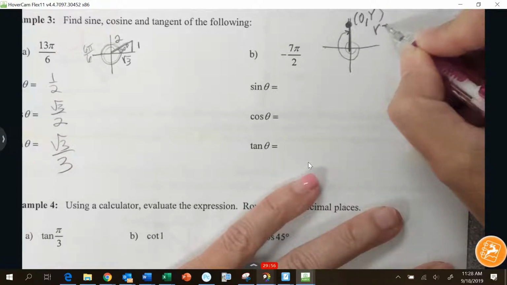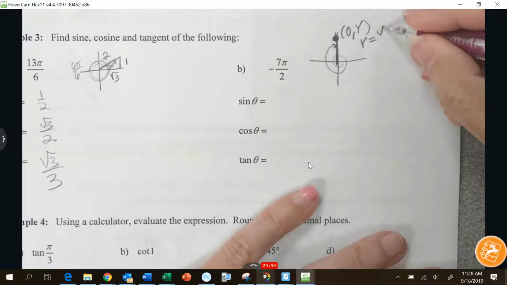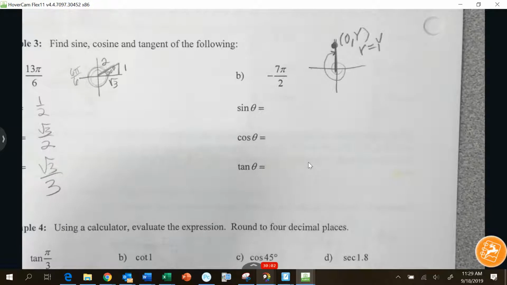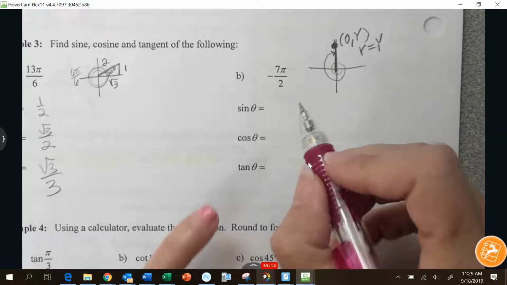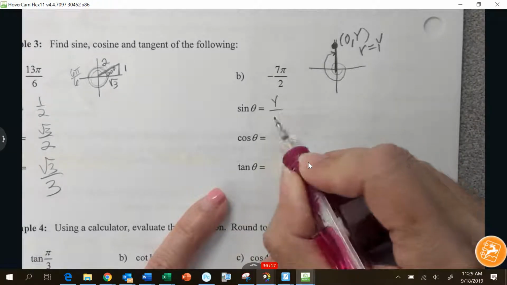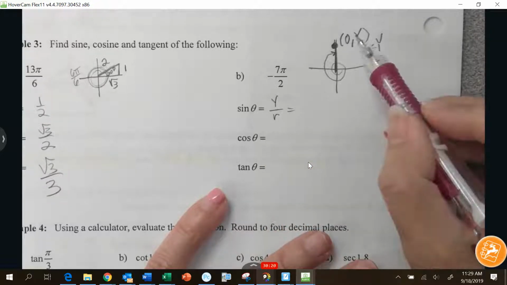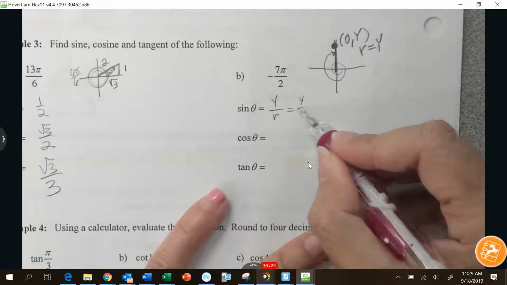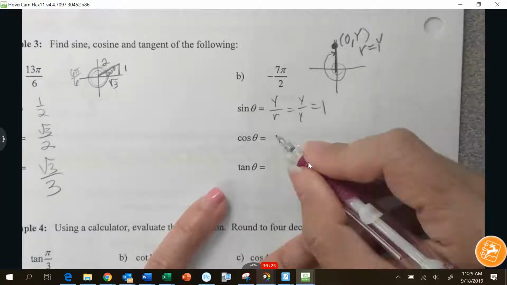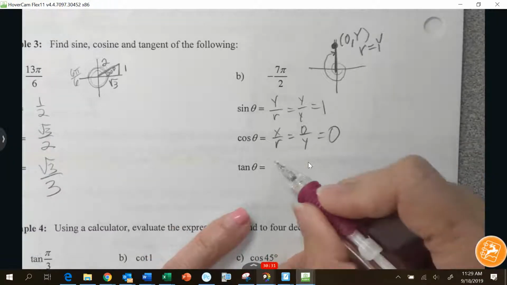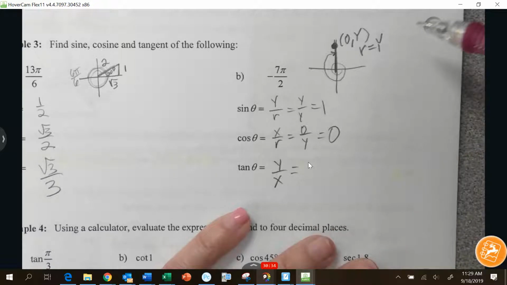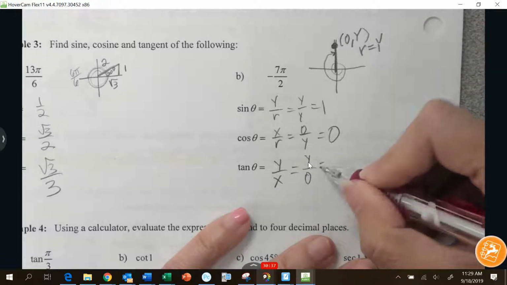So that means my radius is what? It's whatever y is. If it's a unit circle, you can make it 1. If it's not the unit circle, you have to make it whatever it is. So I'm just going to leave it as y. Eventually, we'll get to where it's just a unit circle, and you can make it 1 every single time, but we haven't done that yet. So then the sine is going to be y over r. So in my picture, y over y, so 1. The cosine is going to be x over r, so 0 over y is 0. And then the tangent is going to be y over x. So y is y, x is 0. That's undefined.